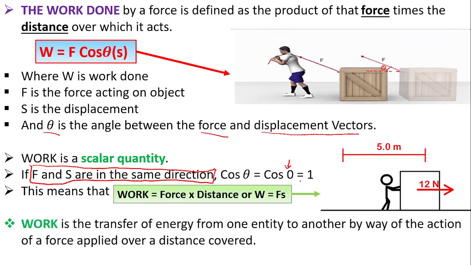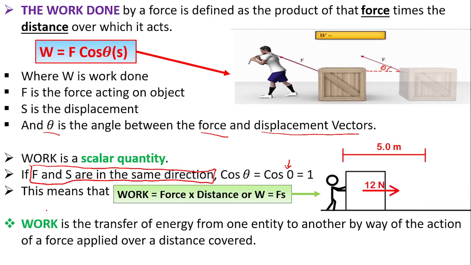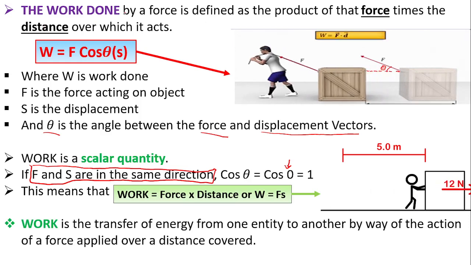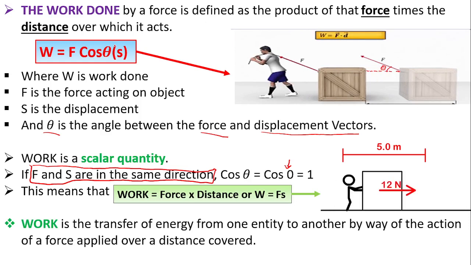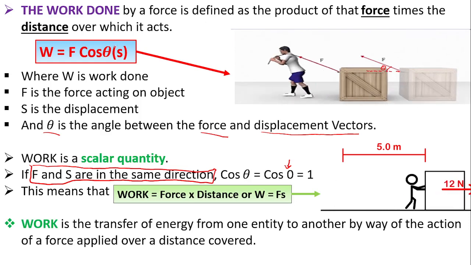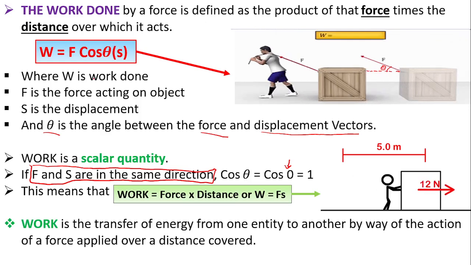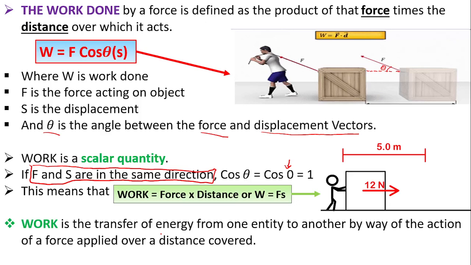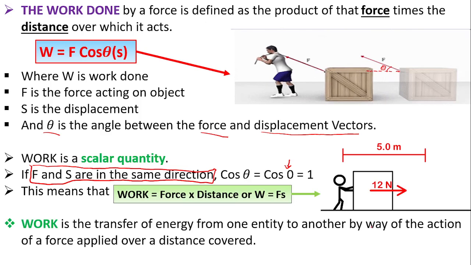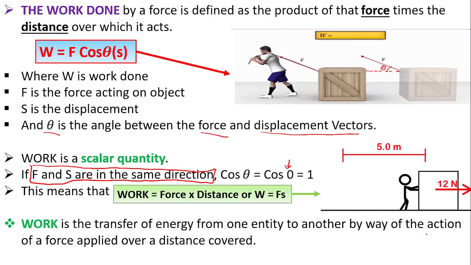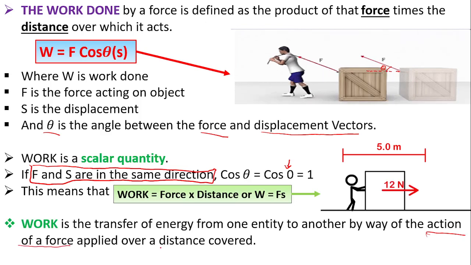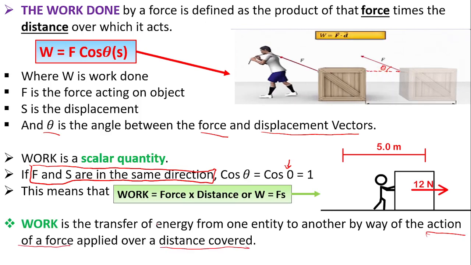With that being said, you also need to know how to define work. Remember, here we are talking about work done. Work can only be done when there is a distance that has been covered. Work is just the transfer of energy from one entity to another by way of action of a force. So there is a force which is needed, and this force is applied over a certain distance. So work is the transfer of energy.